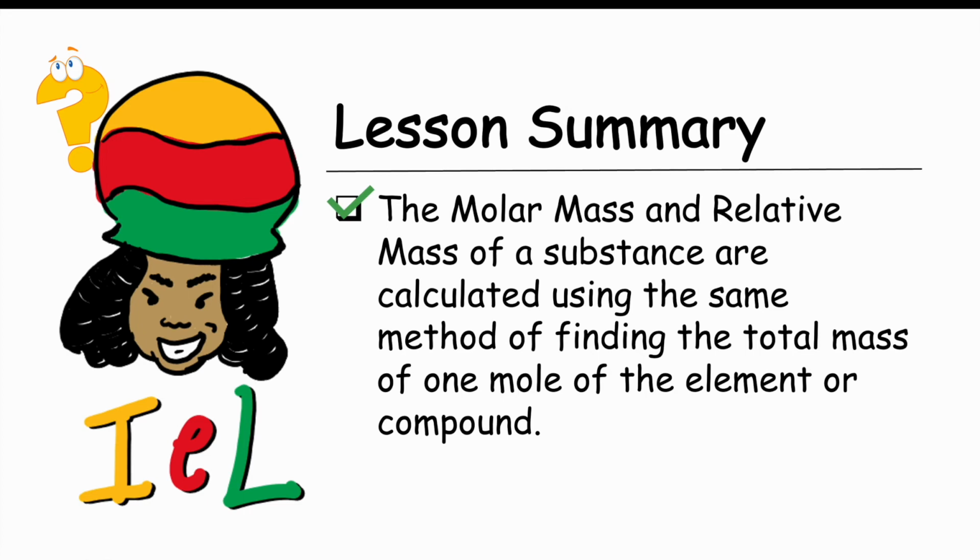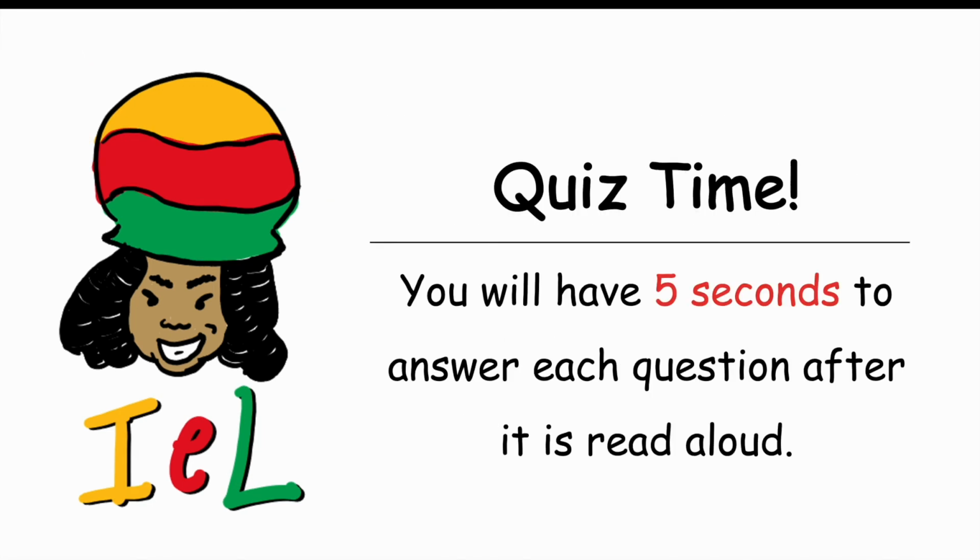Here is the lesson summary point. The molar mass and relative mass of a substance are calculated using the same method of finding the total mass of 1 mole of the element or compound. It's quiz time. You have 5 seconds to answer each question after it is read aloud.